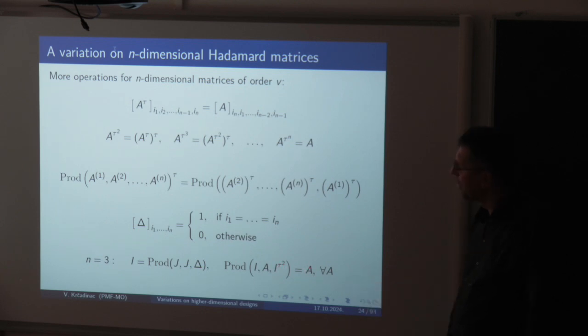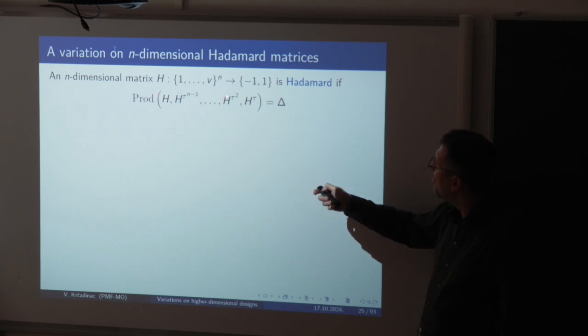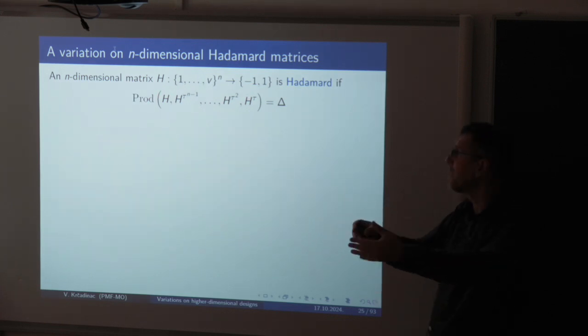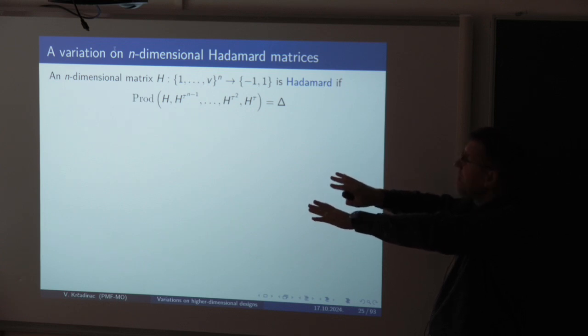So here is Edina's definition of Hadamard matrices of dimension n. This is kind of the generalization of what we had in the beginning. Just as we had H times H transpose has to be the identity matrix.